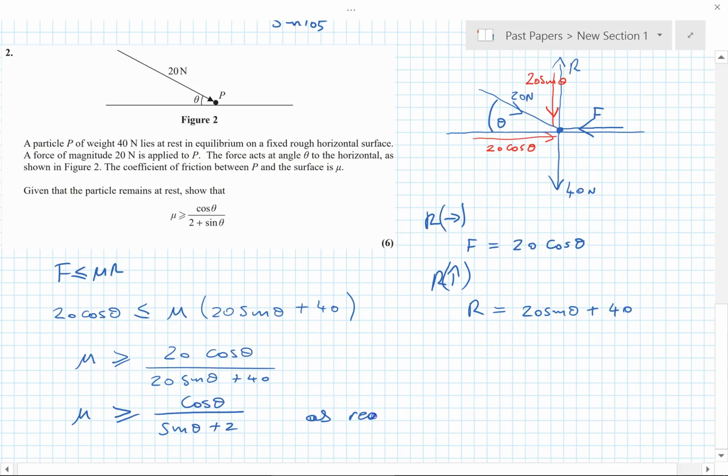Nice question. Quite a few people got the resolving right, but didn't get the final couple of marks for not setting it up as an inequality using this. That's what you should always do if the question is asking you to prove an inequality: use that relation. Okay, let's have a look at the next question.